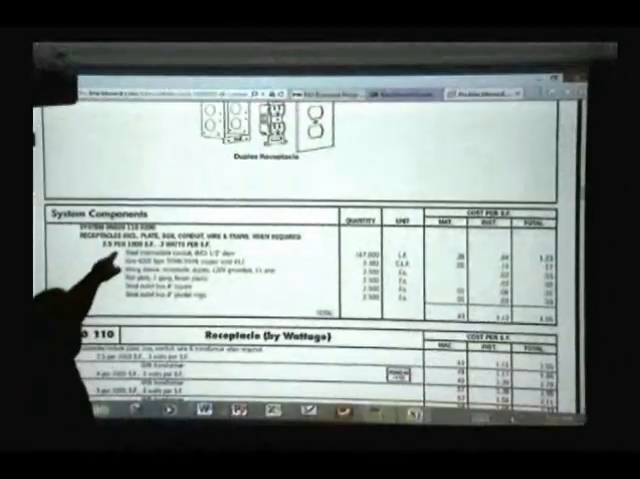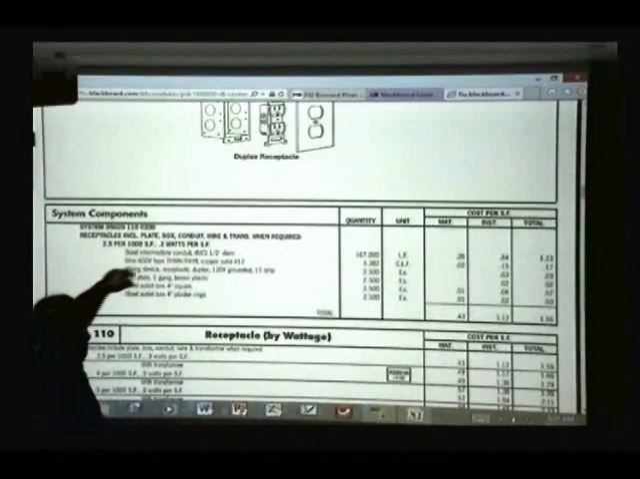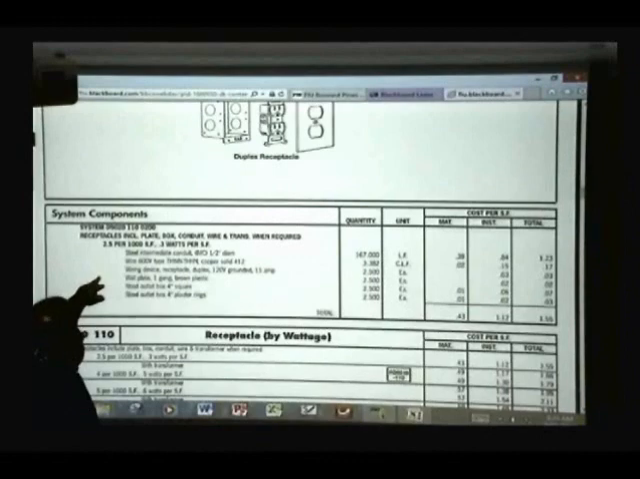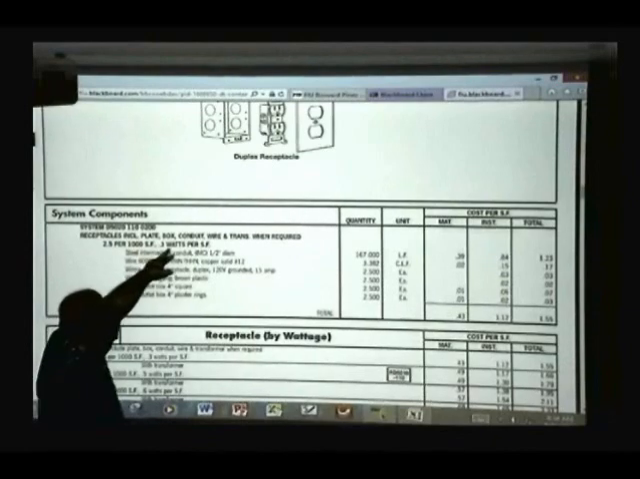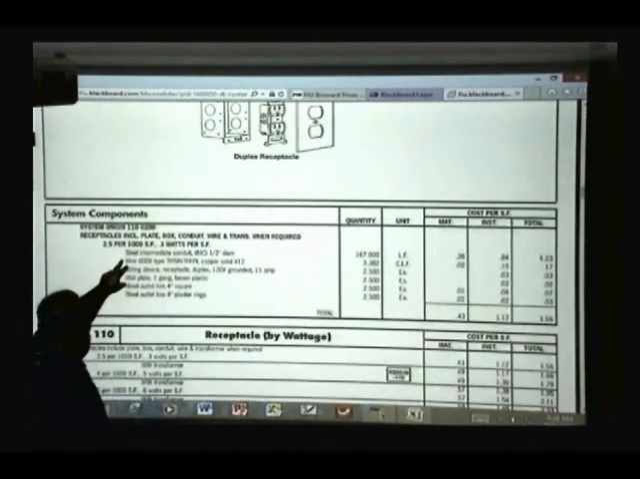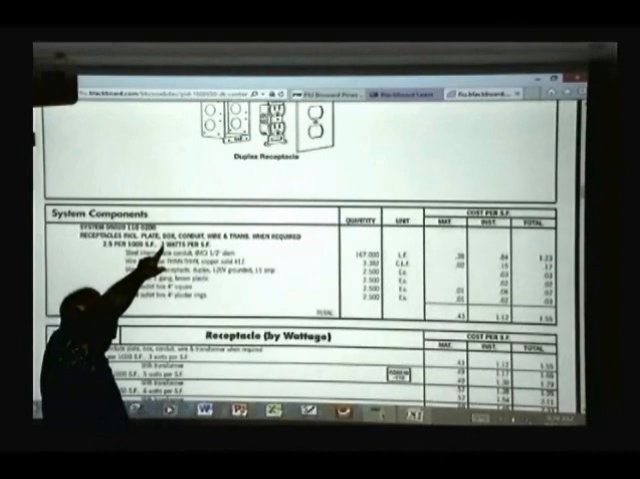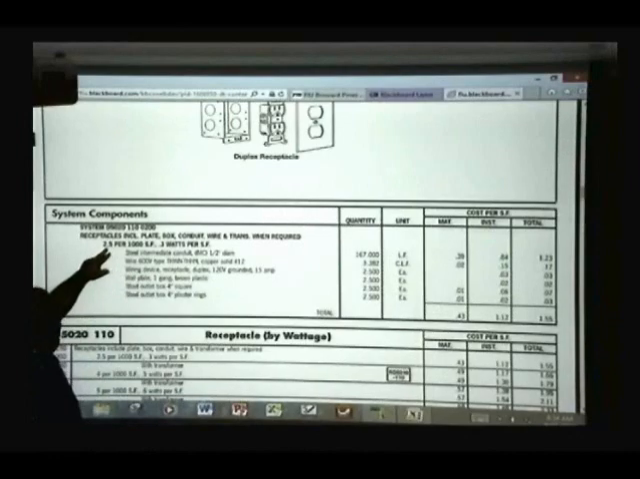So we have receptacles, including the plate, box, conduit, wire. I'm not sure what that means. If it says transformer, I don't think so. When required, per 2.5 per 1,000 square feet, 0.3 watts per square feet. So this is the wattage for the lighting that we have per square foot. And this 2.5 is receptacles per 1,000 square feet.